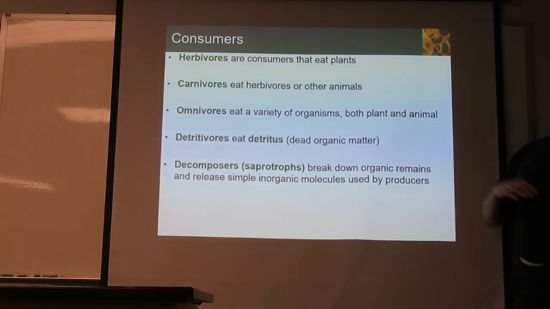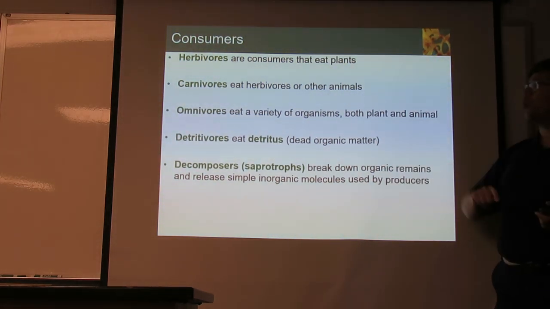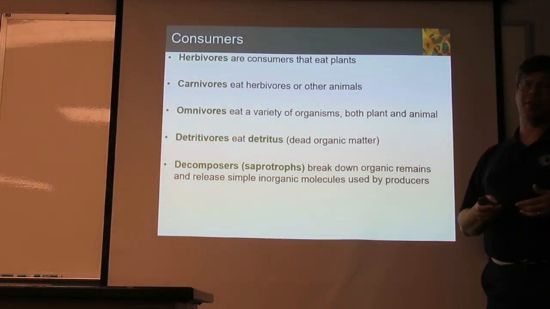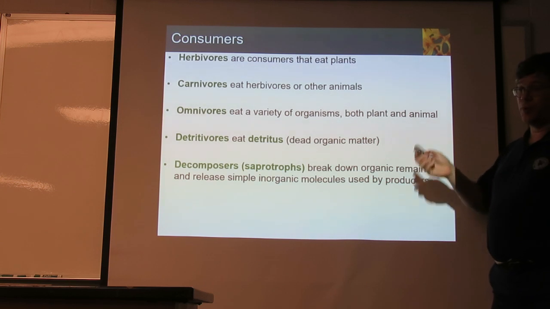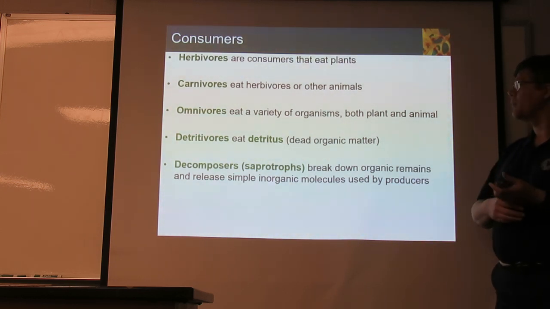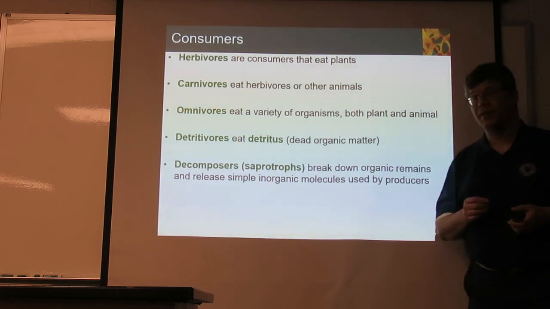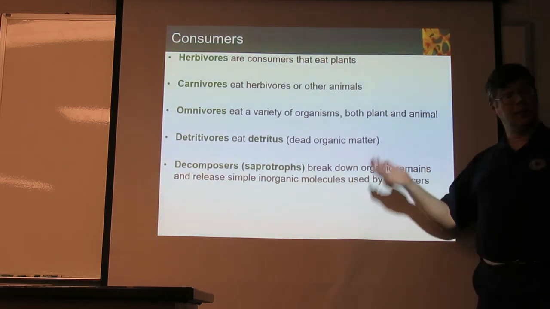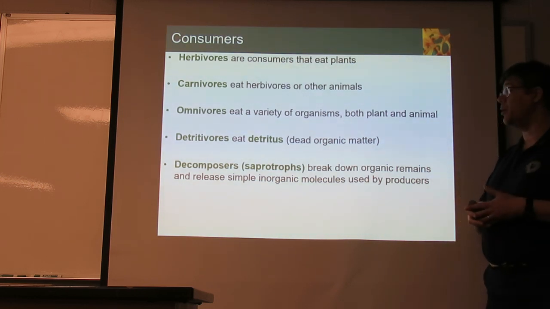Herbivores, eating plants or algae. Carnivores, eating herbivores, or for that matter, other carnivores or omnivores or whatever other types of animals we have. Omnivores will eat most anything that's available. Detrivores, eating dead or waste organic material.